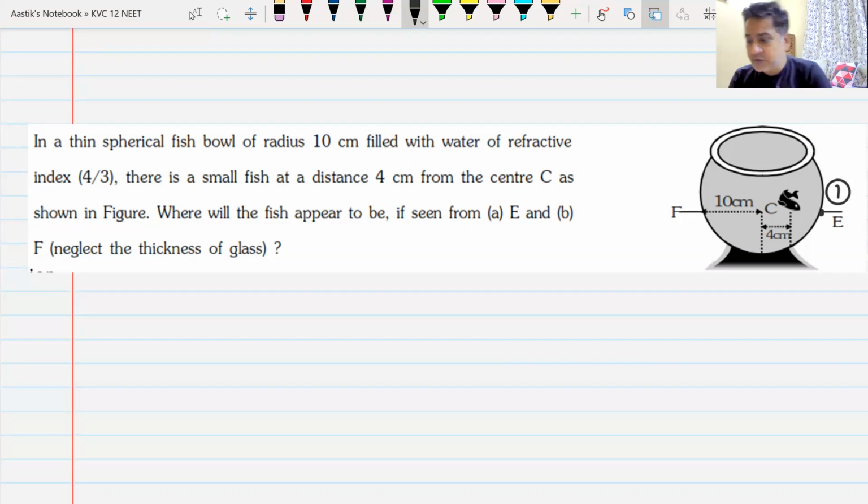Case number 1, first we are going to deal with case number 1. In case number 1, the fish in the bowl is going to be observed from point E. Where does the fish appear? 3 aspects. Put the formula. Number 2, put the correct values. Number 3, put them with the correct sign. Number 4, solve a simple equation. Get the answer. Stay happy.